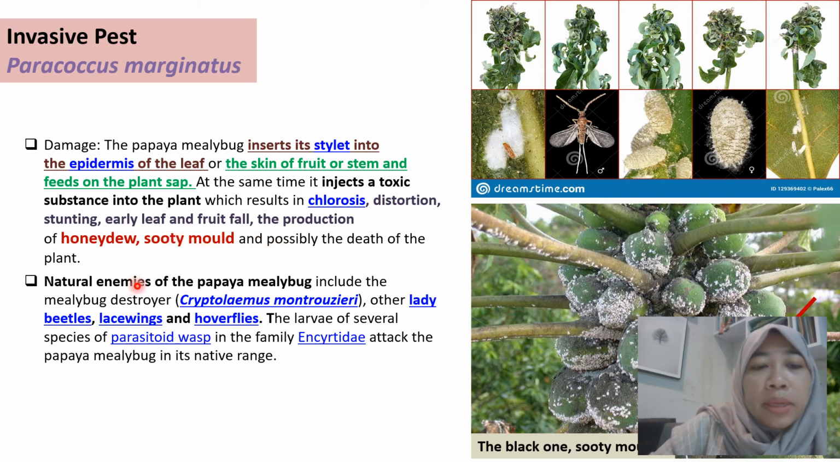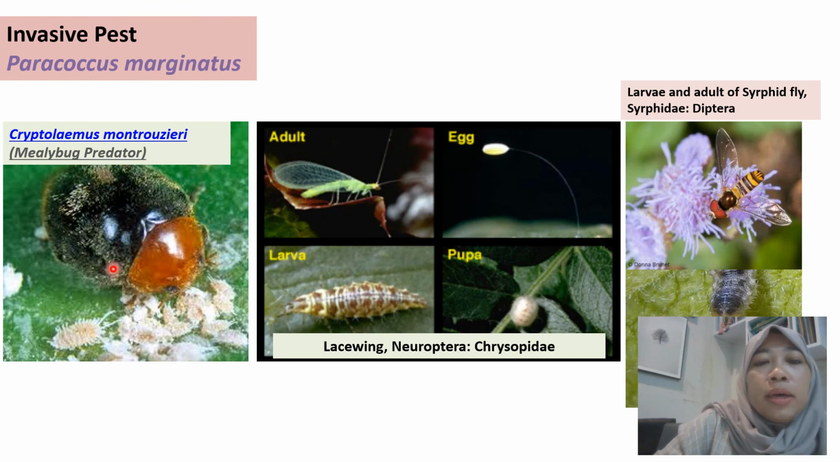The natural enemies on papaya include Cryptolaemus, lady beetles, lacewings, hoverflies, and others. After this, we can see the predator and parasitoid. This is the predator Cryptolaemus montrouzieri, the mealybug predator. This is the lacewing, Chrysopidae.